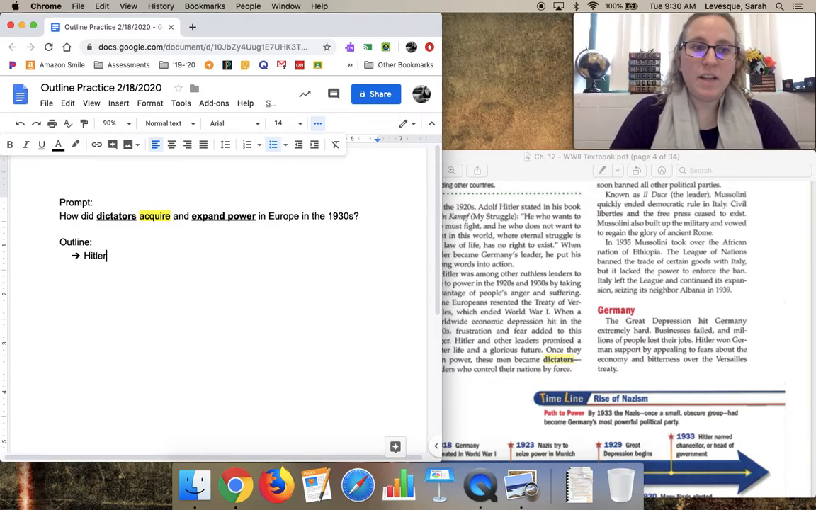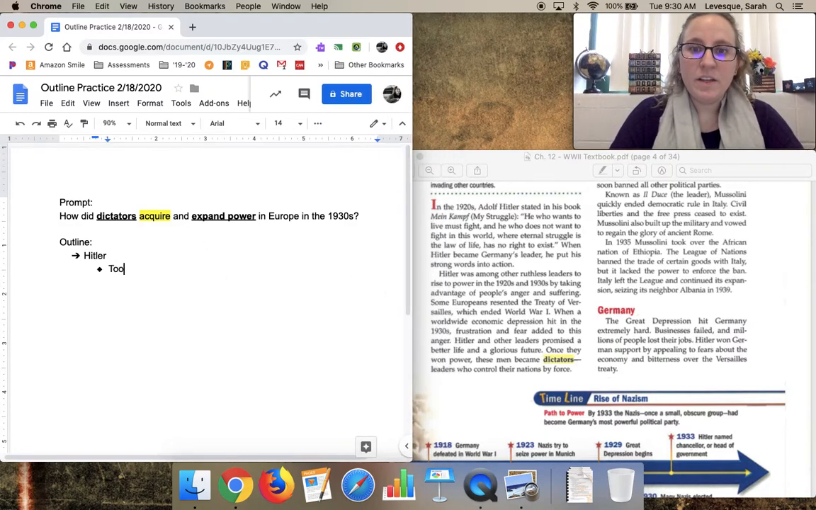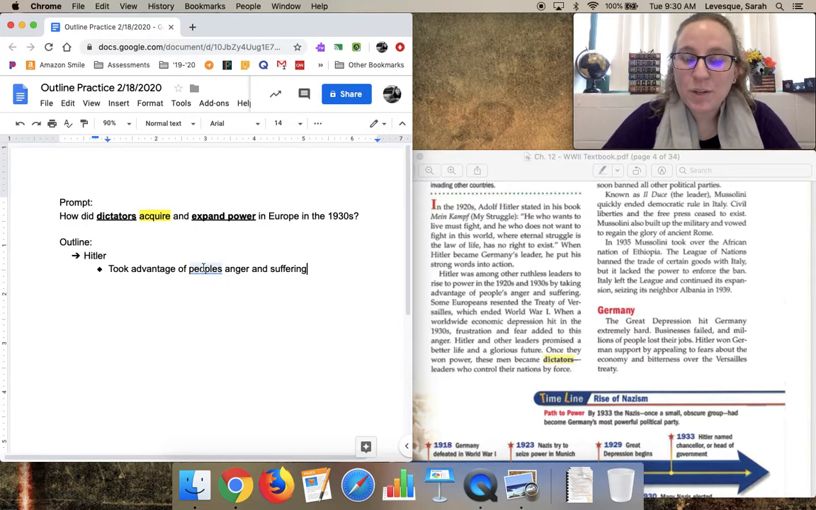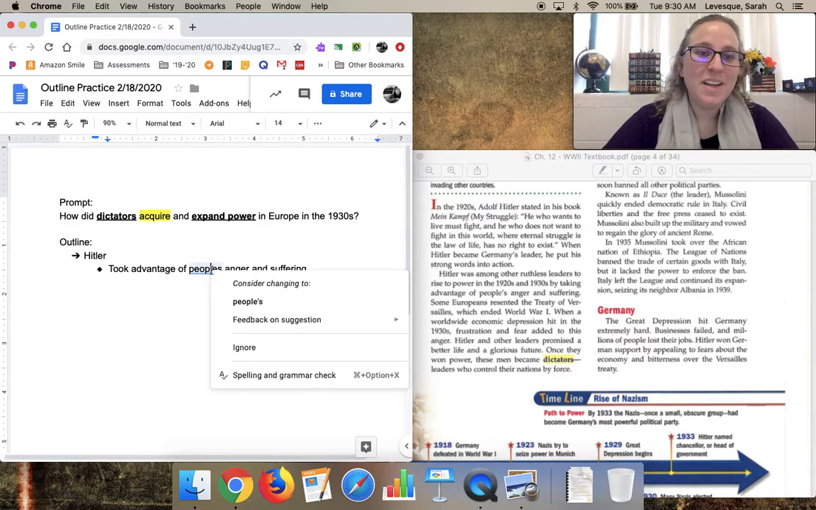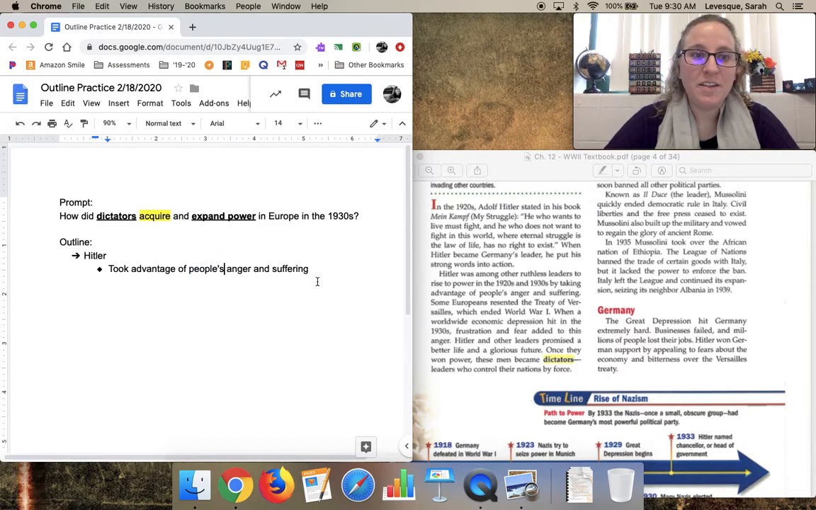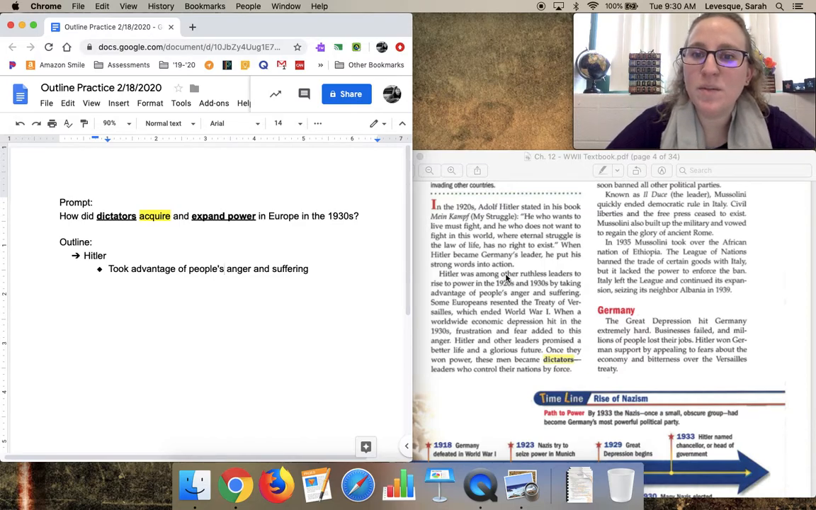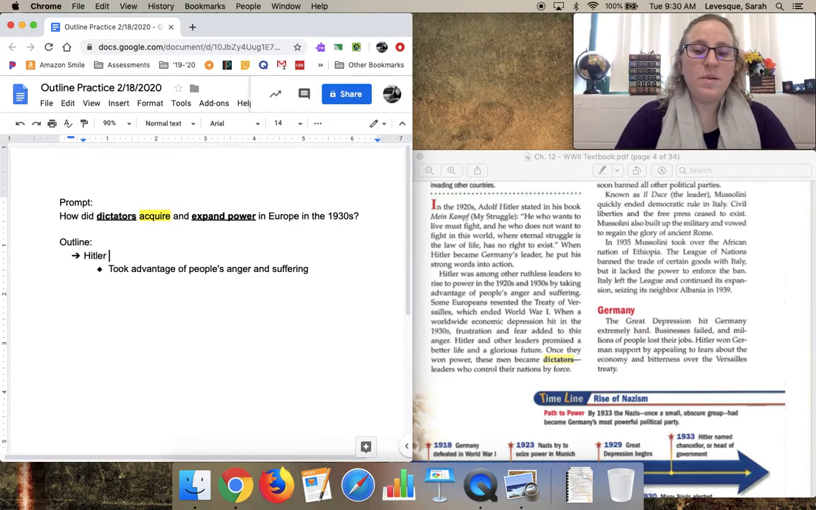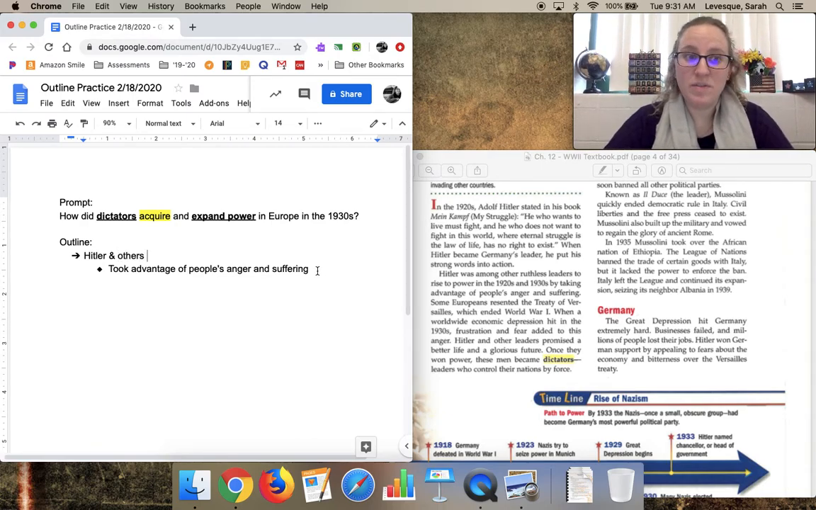So we're going to write Hitler, and then underneath we are going to put took advantage of people's anger and suffering. And again, when there's pretty blue or red lines under your words, that means it is a grammatical or a spelling error. Okay. Now it says Hitler was among other ruthless leaders. So I'm going to put Hitler and others. Okay, because it wasn't just him who did that.